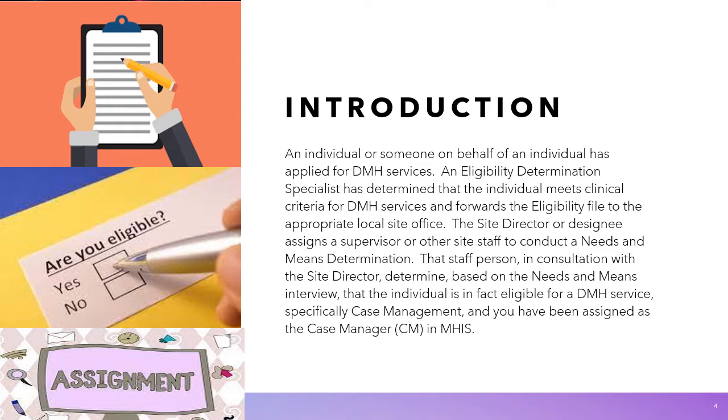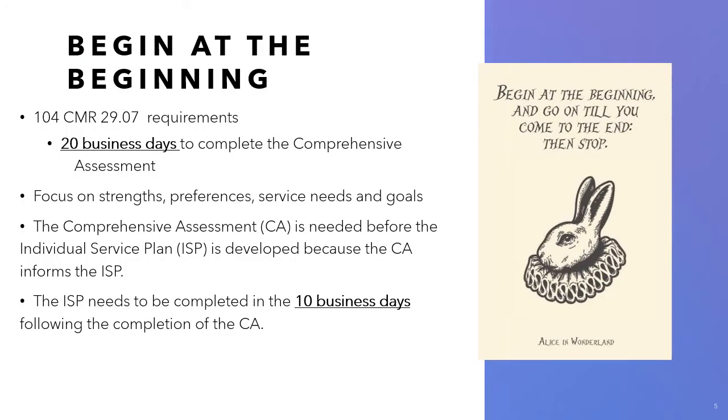The site director or designee assigns a supervisor or other site staff to conduct a needs and means determination. That staff person, in consultation with the site director, determine, based on the needs and means interview, that the individual is in fact eligible for a DMH service, specifically case management, and you have been assigned as the case manager in MHIS. Where do you begin?